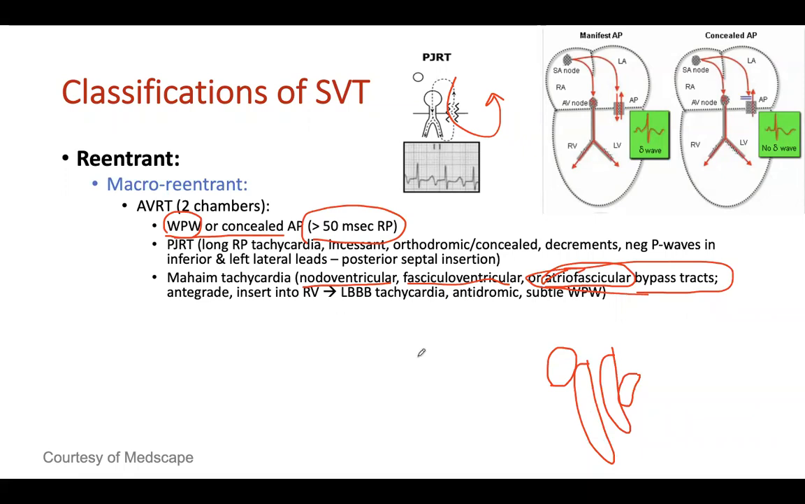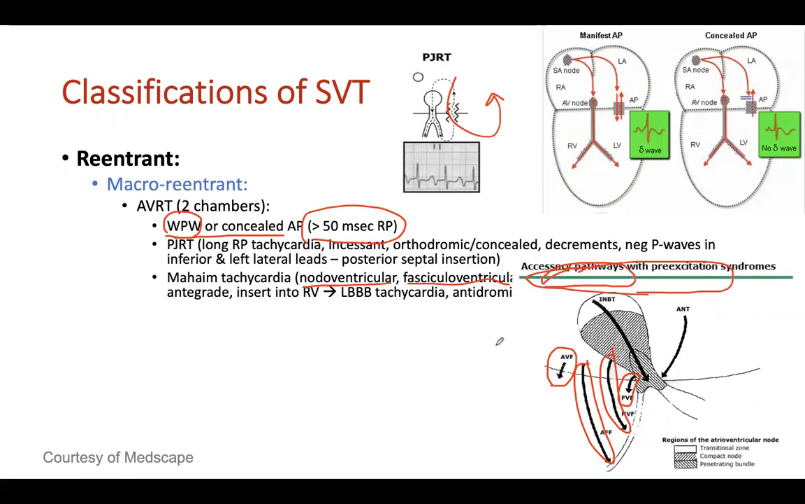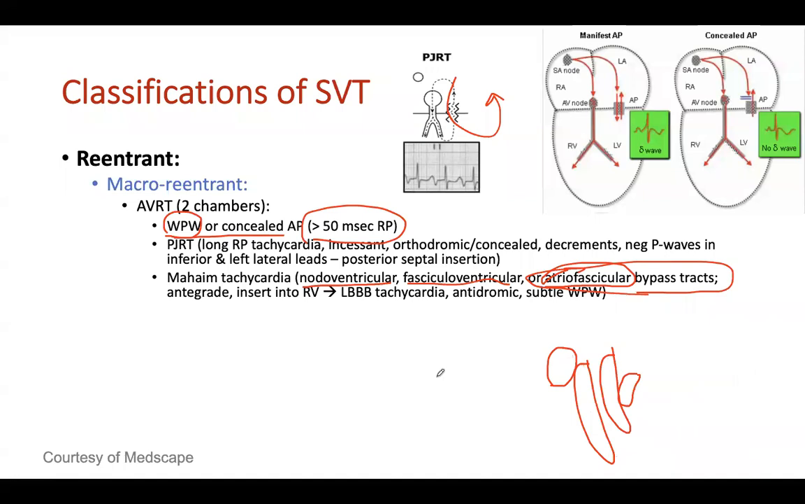Okay, because the accessory pathway in Mahaim, which is the atria to the right bundle, is slowly conducting, you have a subtle delta, okay? So you have a normal PR or normalish PR and a subtle delta, okay? That's why the ECG might not be very obvious for those patients. Okay, Sumaya? Yes.